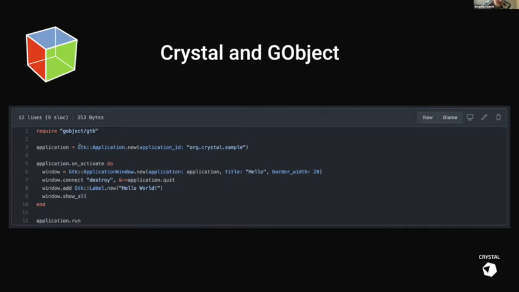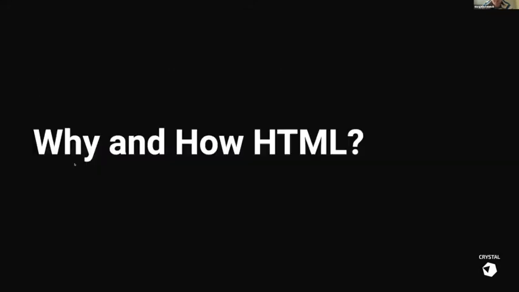So what this does is create an application, give it an application ID, then create an application window with the application, with a title, border width, and set up all of that, add a label, and show the application, show the actual window. This all happens when this function is called, the run function, so it's on activate.